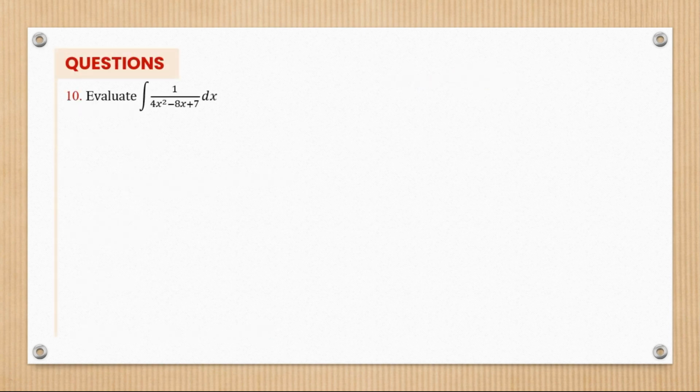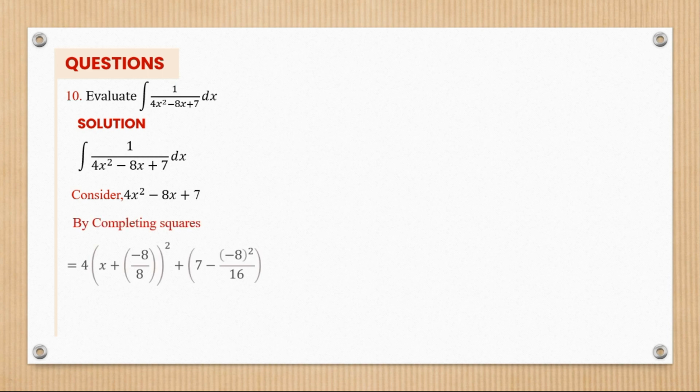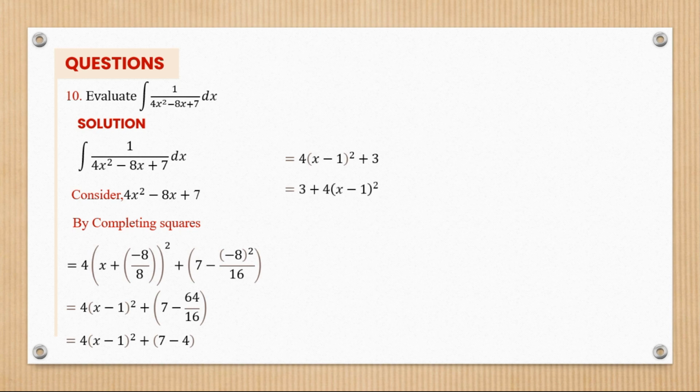Alright, so next I'll be going to evaluate this integral of 1 over 4x squared minus 8x plus 7 dx. Now let's consider the denominator, and you can already see that this also requires us to complete squares. So by completing squares, this is what we have. We'll be left with 4 into (x minus 1) squared plus 3, which can be rearranged as 3 plus 4 into (x minus 1) squared. Then put that back in, and then I'll have 1 over 3 plus 4 into (x minus 1) squared.